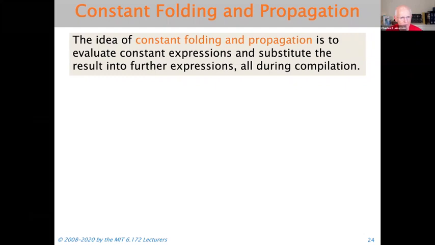Constant folding and propagation is one of the most effective things that a compiler does. The idea is to evaluate constant expressions and then substitute the results into further expressions and keep simplifying, all during compile time. So here's an example.